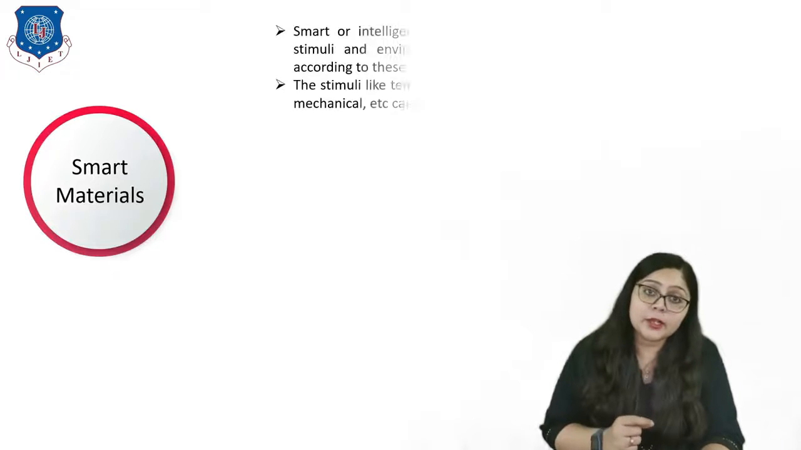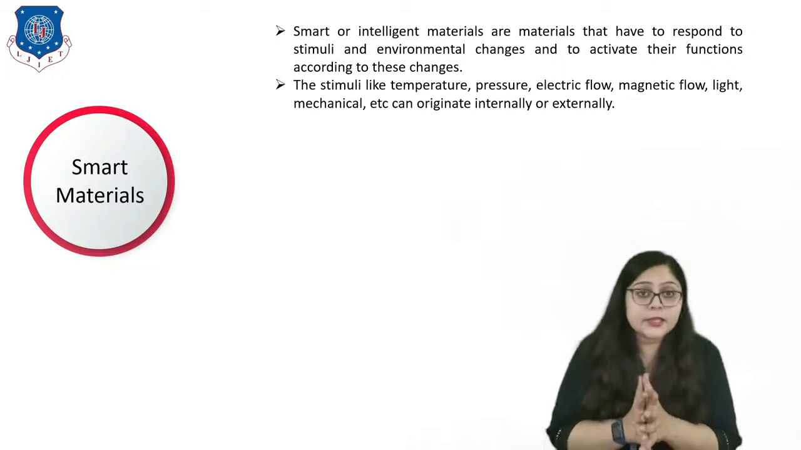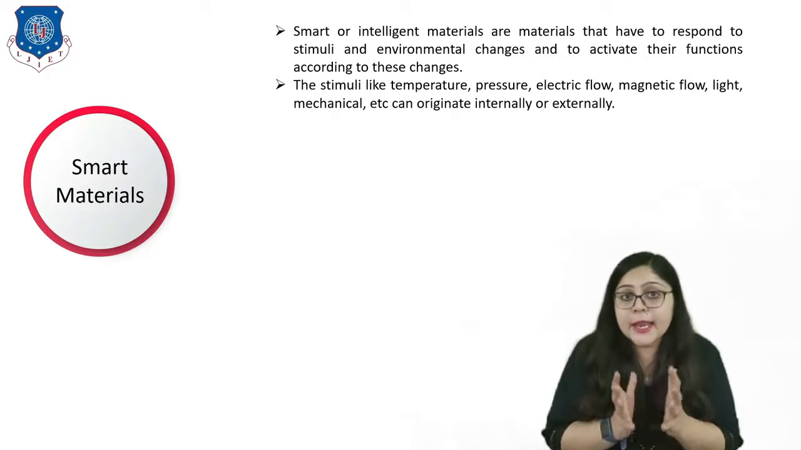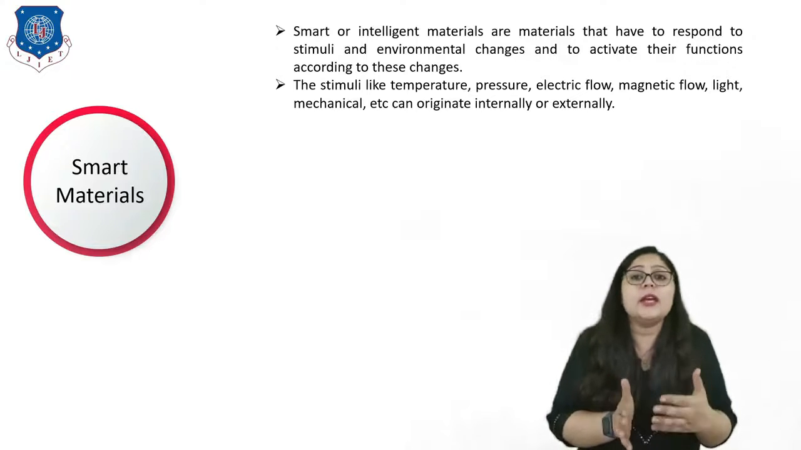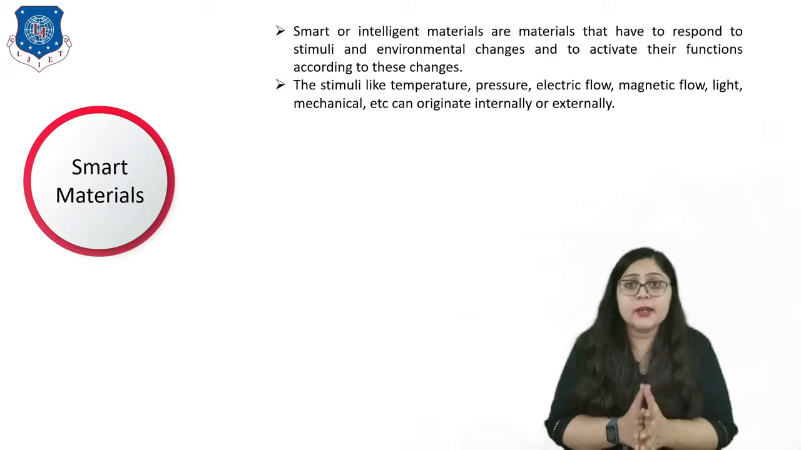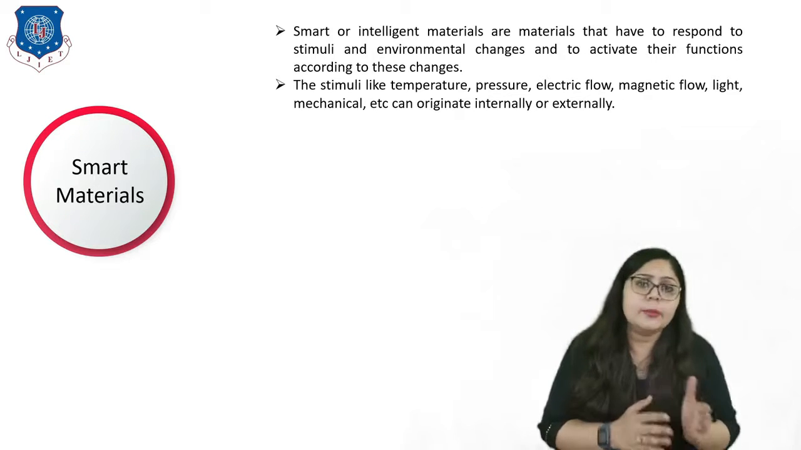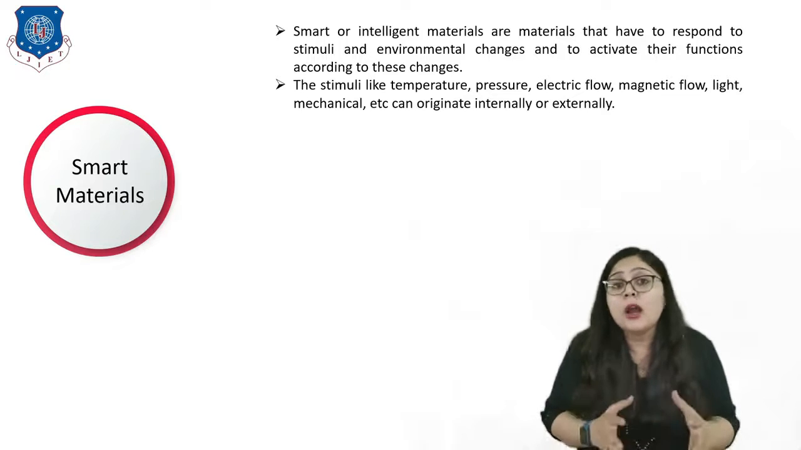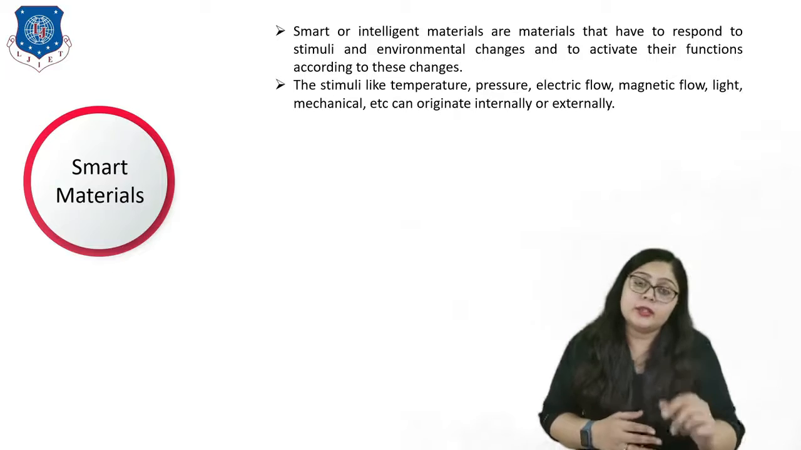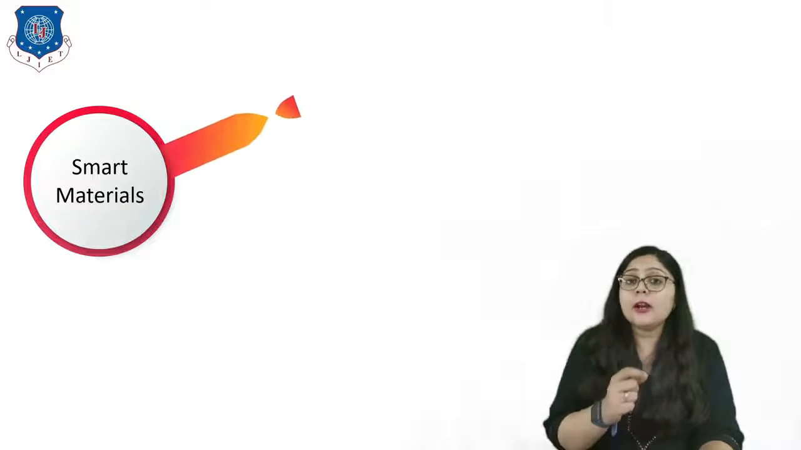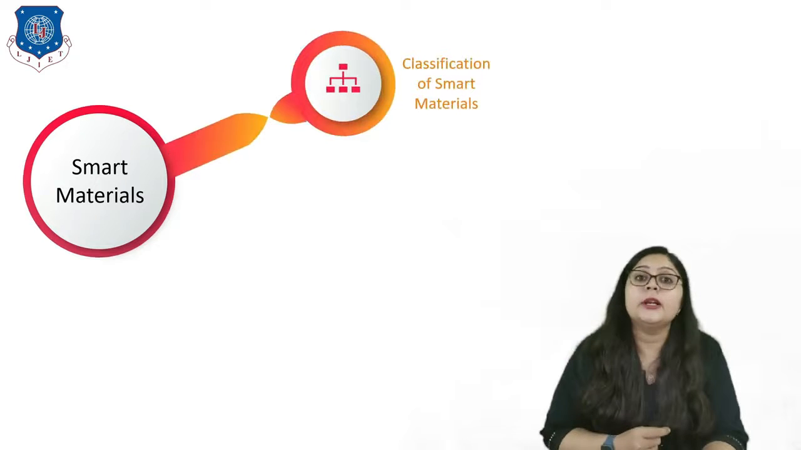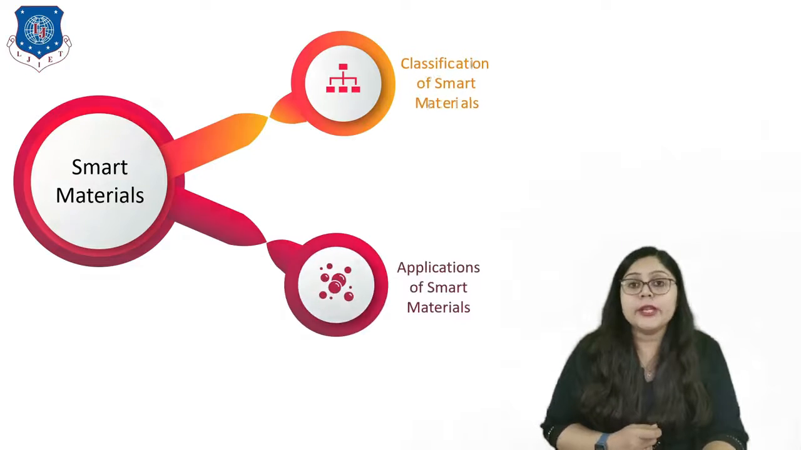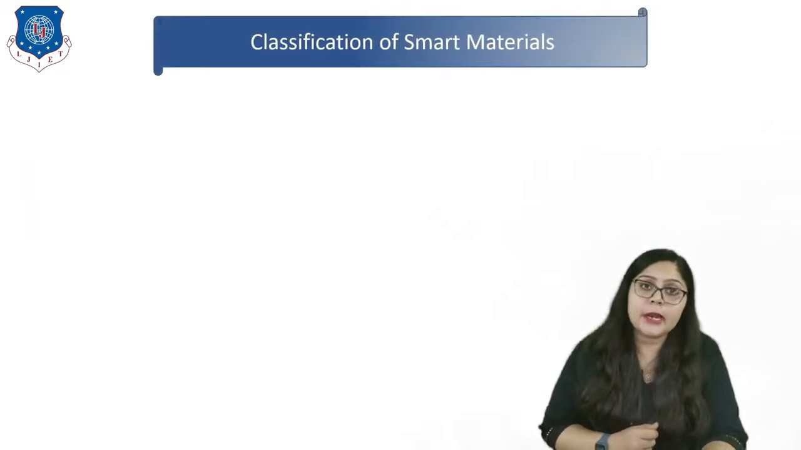Now for smart materials, I can say that smart or intelligent materials are materials that respond to stimuli and environmental changes and activate their functions according to these changes, right? Stimuli like temperature, pressure, electric flow, magnetic flow, light, mechanical and so on can originate internally or externally. So we are going to discuss the classification of these materials and their application in detail. Let us first discuss the classification of smart materials, right?